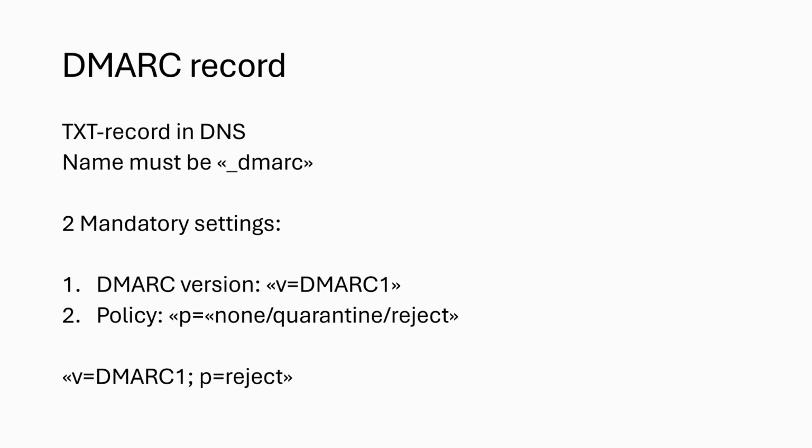None makes the DMARC do absolutely nothing with the email. Quarantine makes the DMARC suggest that this email is spam or phishing and should be quarantined. And third, reject means that this email should be rejected if it cannot pass the DMARC test.